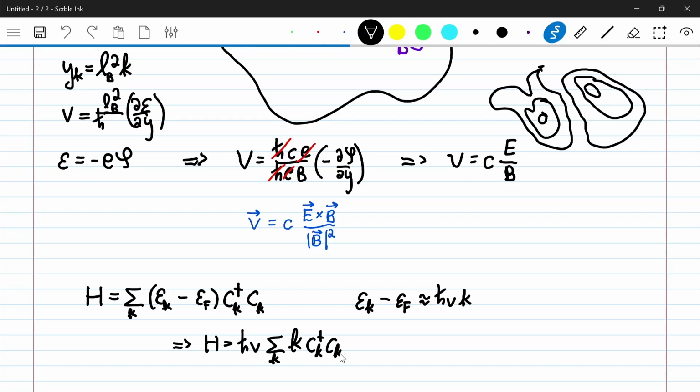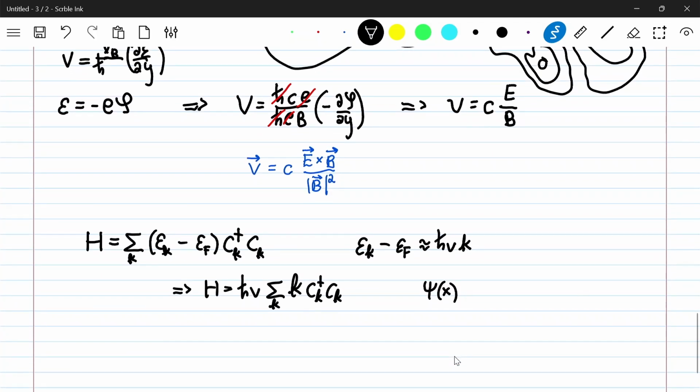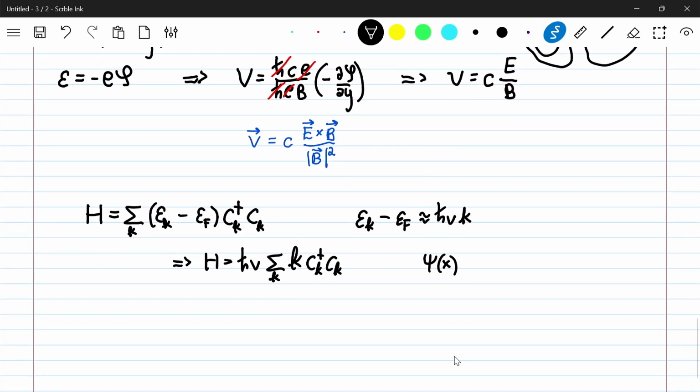So now I'm switching from k space to real space, and I define the electron field operators psi and psi dagger. Then the linear in k becomes the first derivative, and I get a Dirac Hamiltonian, a one-dimensional Dirac Hamiltonian. But notice that this Dirac Hamiltonian is chiral. It's a chiral edge state. Okay, it has velocity with a well-defined direction, and this is how it looks in real space.